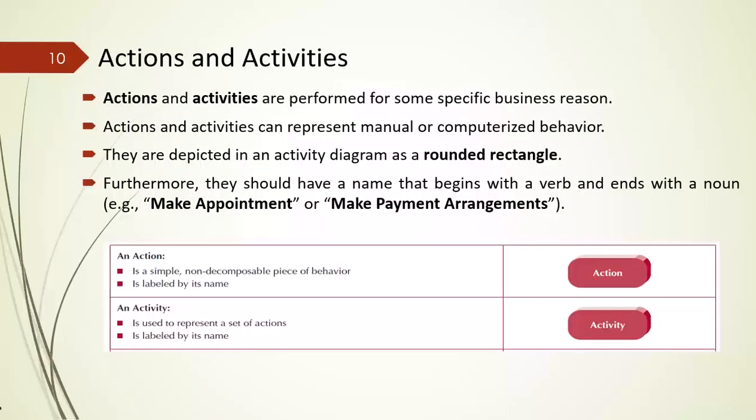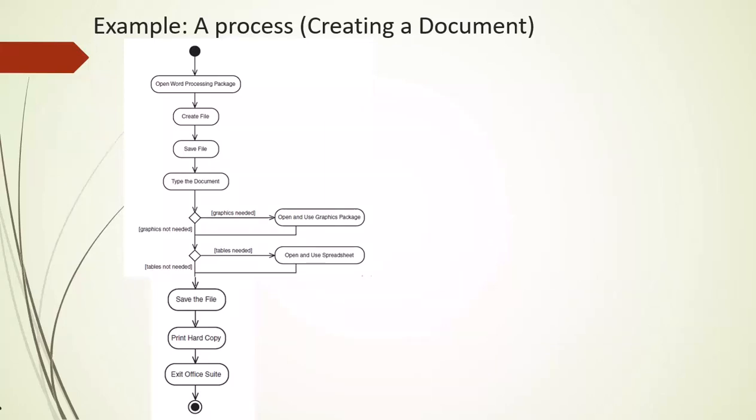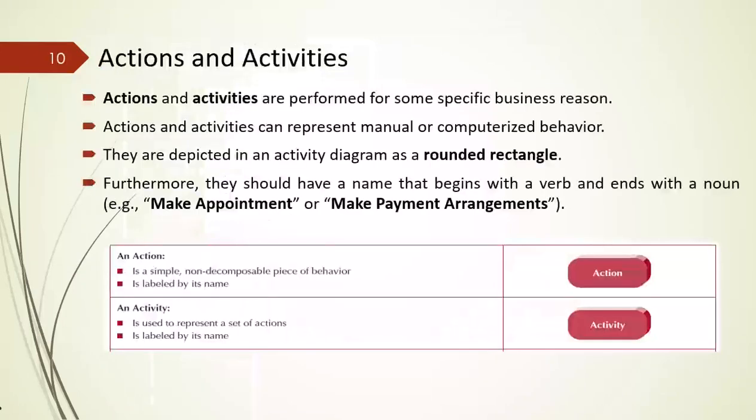Now, there are some actions. Actions and activities are performed for some specific business reason. Yes, obviously, like in this example, you can see there is some business purpose. So we must have some business purpose, and to achieve that business purpose, actions are required. Actions and activities can represent manual or computerized behavior. They are depicted in an activity diagram as a rounded rectangle. Furthermore, they should have a name that begins with a verb and ends with a noun.